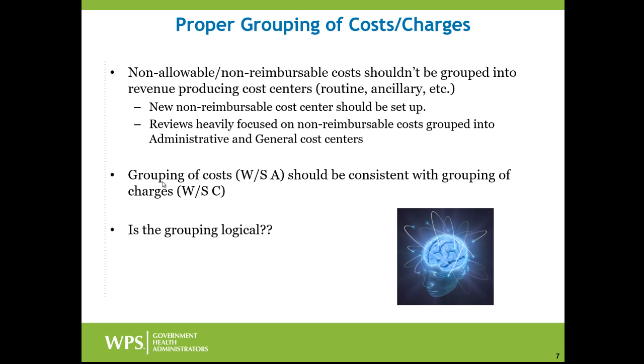The other thing, again, another reminder, I've said this a few times, the grouping of costs from Worksheet A must be consistent with the grouping of charges from Worksheet C. And the final thing we're taking a look at during our desk reviews and audits is simply, is the grouping logical? So we take a look at the labels, maybe the past history, how it has been done in the past with the provider, and we see whether that grouping makes sense. Does that label, does that account name seem to match that cost center? Does it seem like something that belongs there? And a lot of the questions that our auditors will be asking you are based on these types of things.